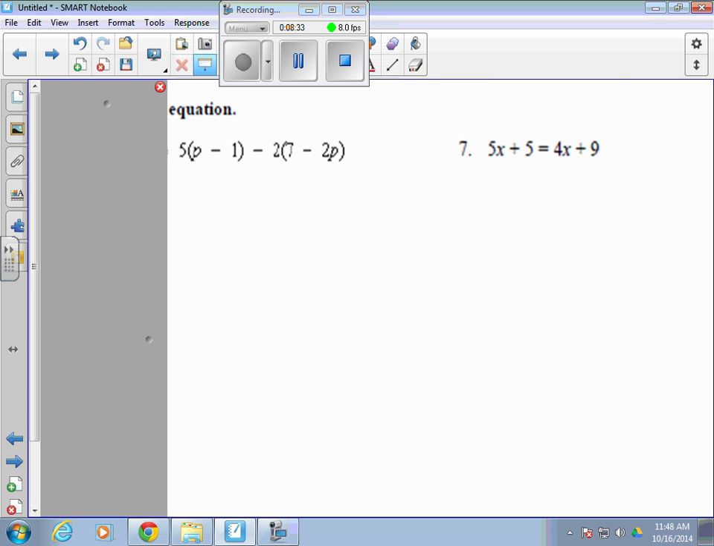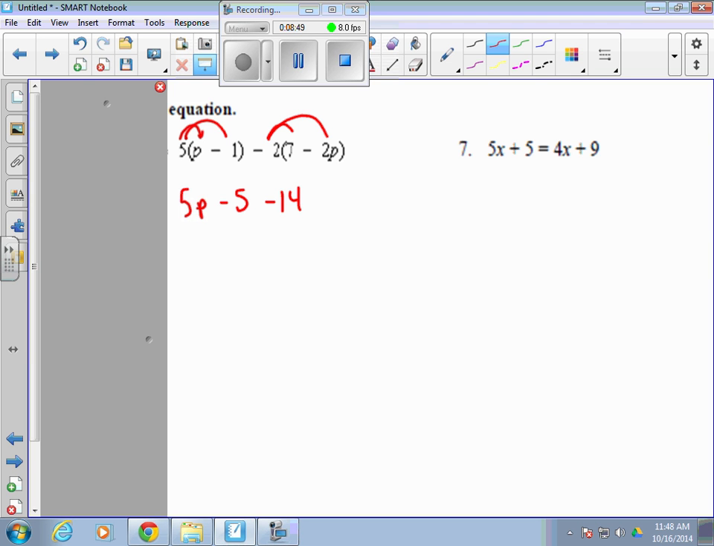Work your normal order of operations. Undo multiplication, or distribute in this case. Now, not undoing it, I'm sorry, multiply. 5 times p is 5p. 5 times negative 1 is minus 5. Negative 2 times 7 is negative 14. Negative 2 times negative 2p, and a negative times a negative is a positive 4p.